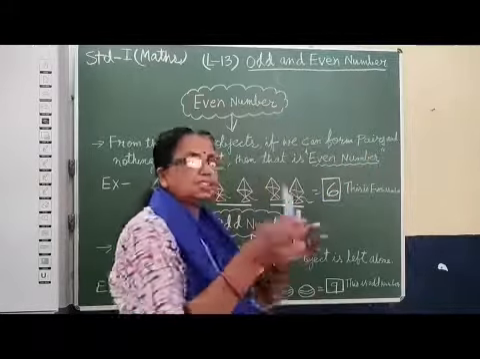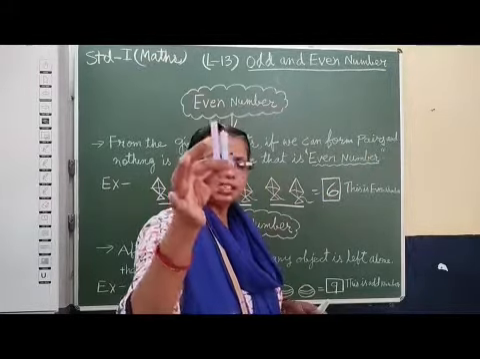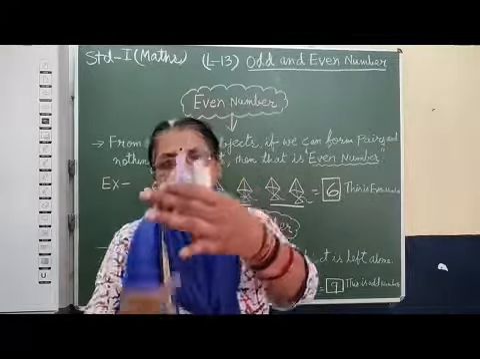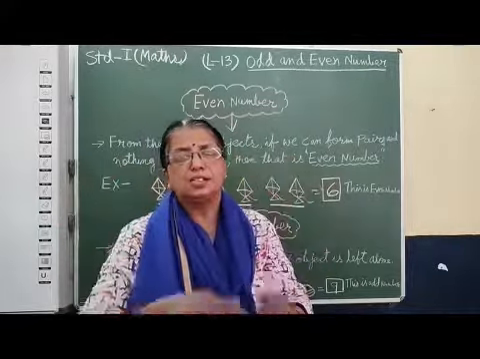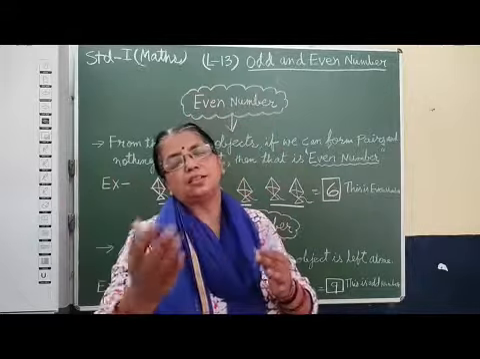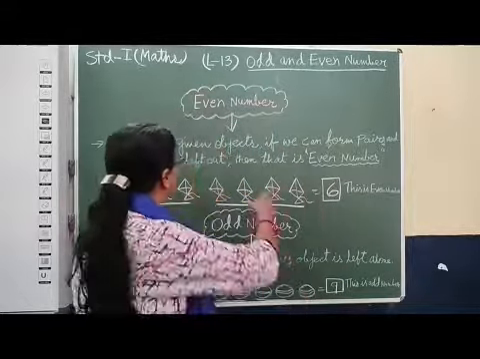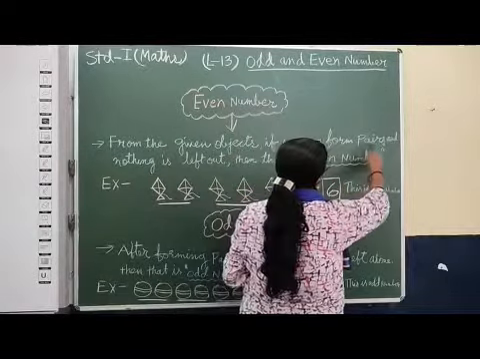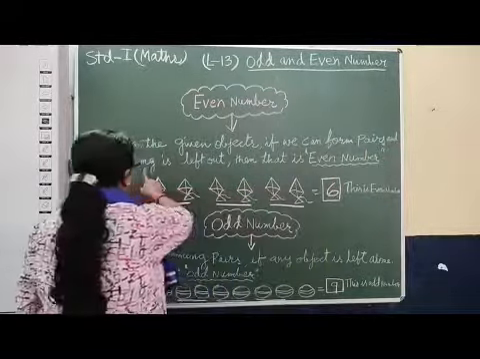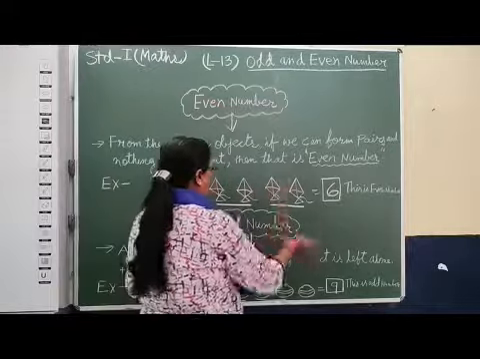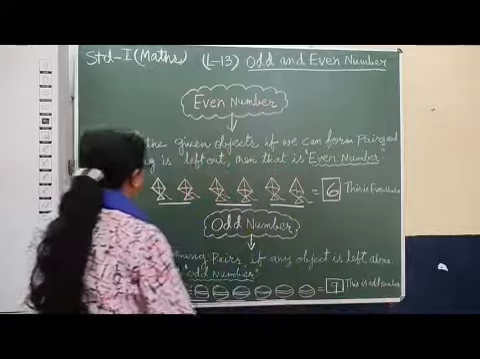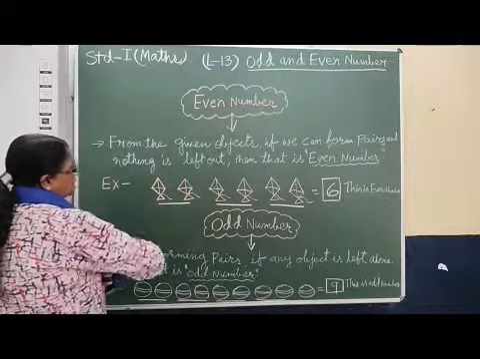Pairs means this is called a pair. Two things together make one pair. Four things together make two pairs. In this way, 6 things together make 3 pairs. So, from the given objects, if we can form pairs and nothing is left out alone, then that is an even number. Example I have given, how many kites are there?